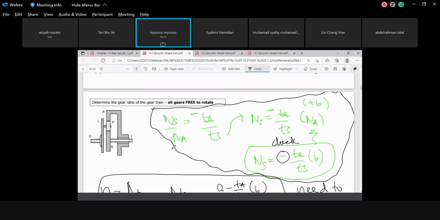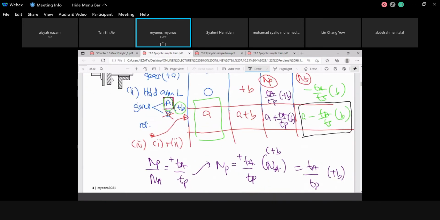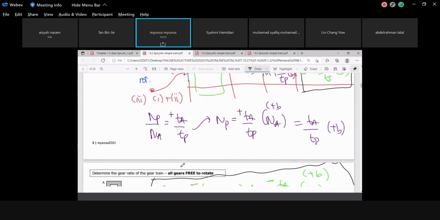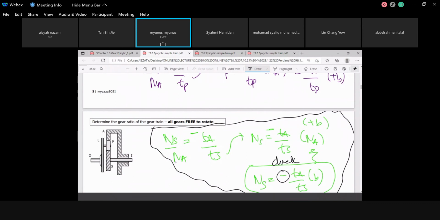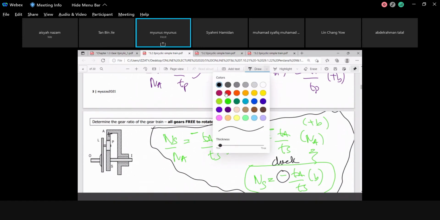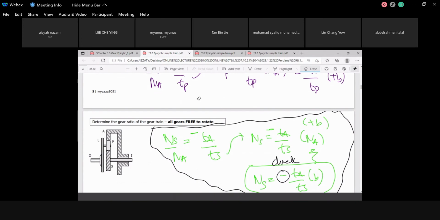You found that, okay, you give S positive, A positive, B. A positive. Planet is? Positive. So this one, positive. Sun will be? Negative. Correct, no?